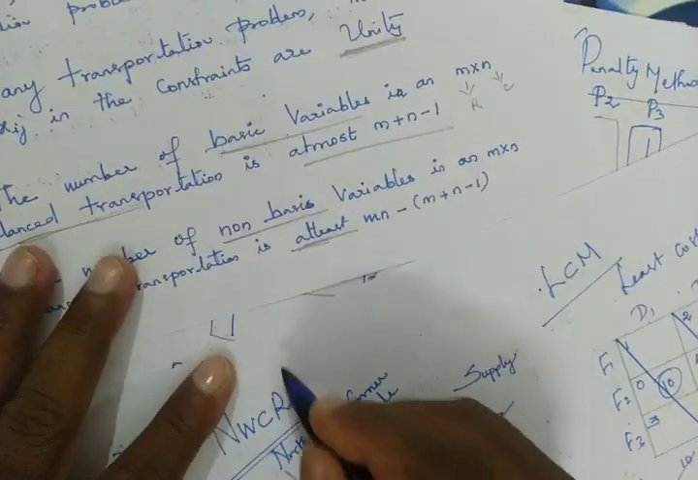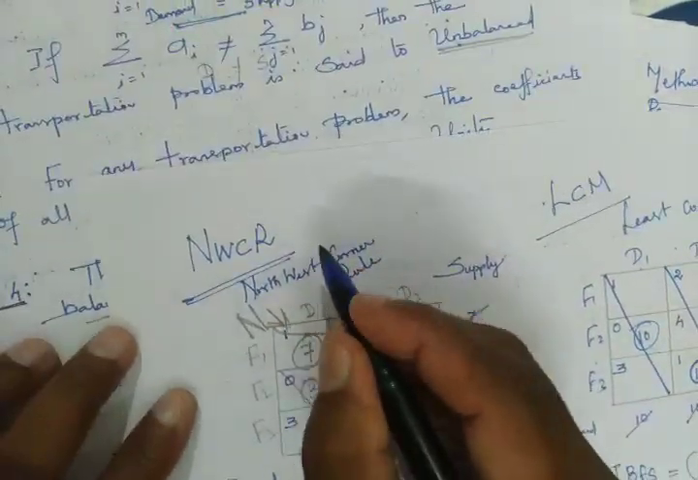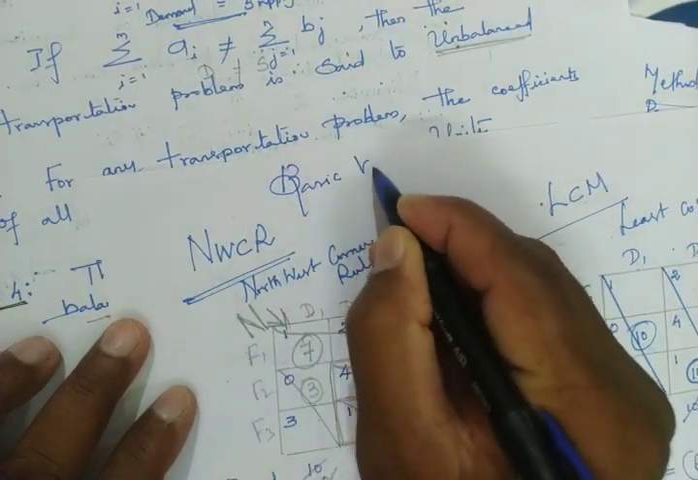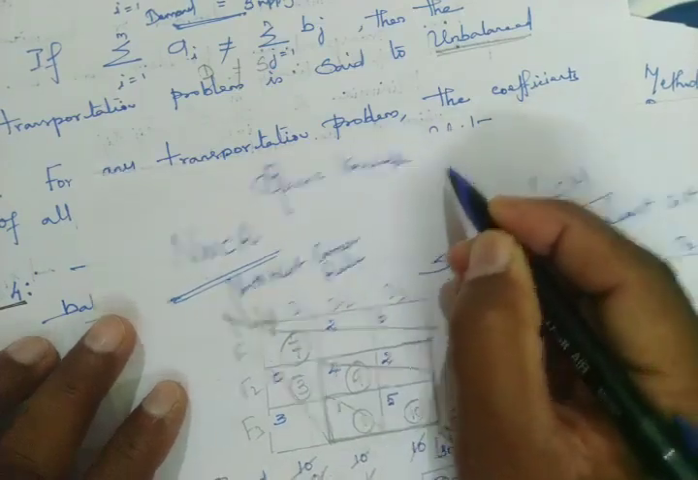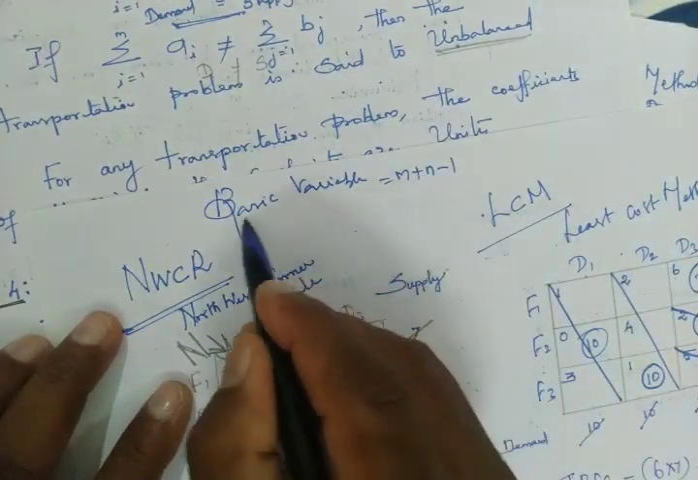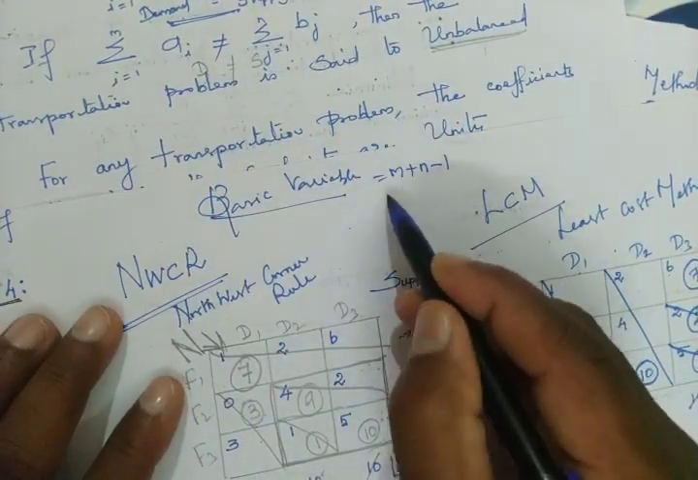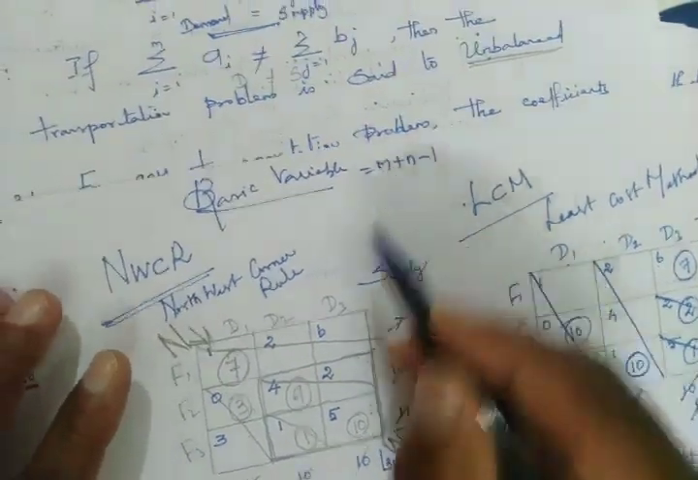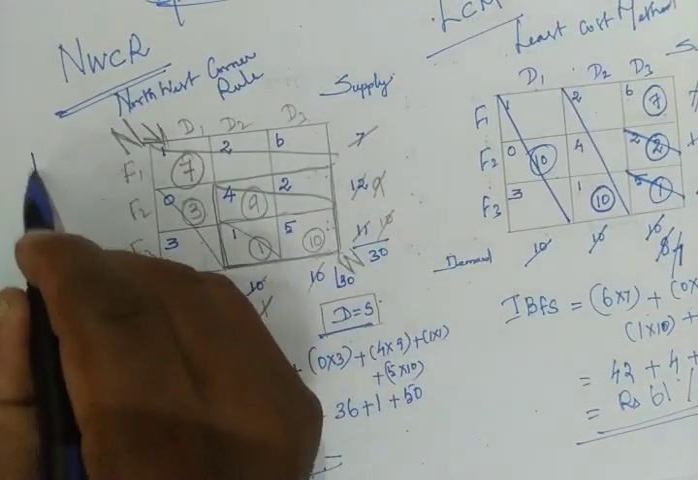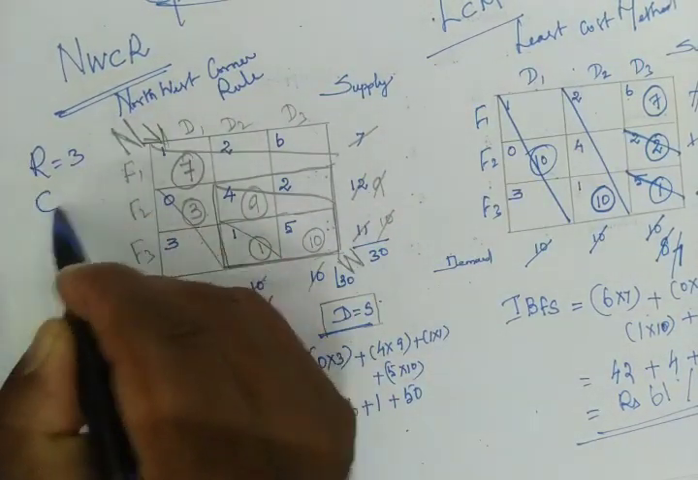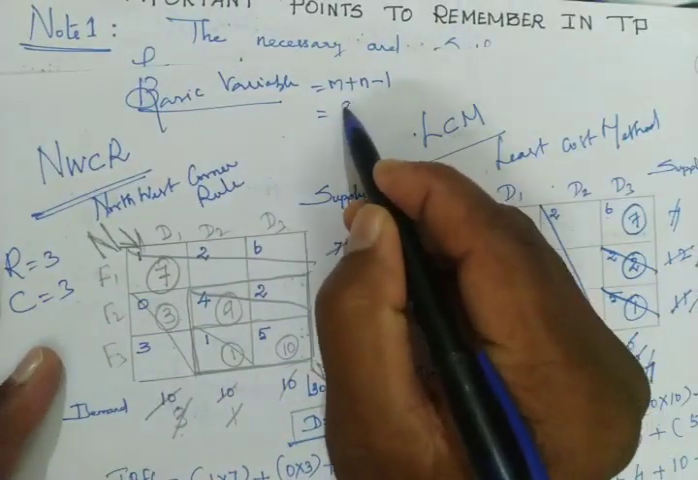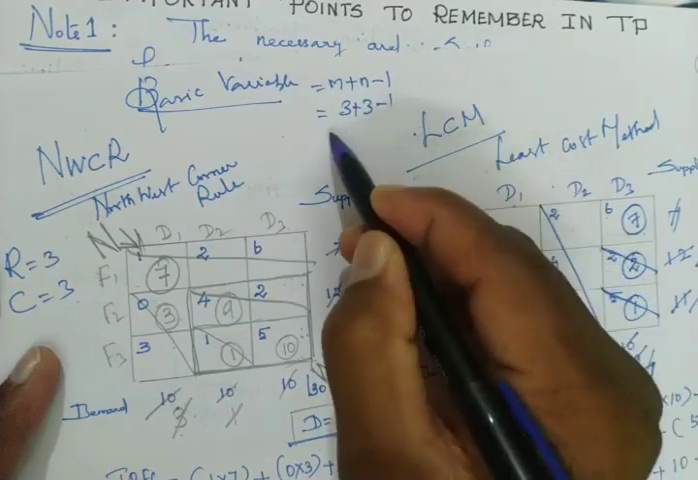I will explain the basic variables now. The rule to find the basic variables is M plus N minus 1. M denotes the number of rows. Here in this problem, the number of rows is 3, and the number of columns is also 3. So 3 plus 3 minus 1 gives 5.